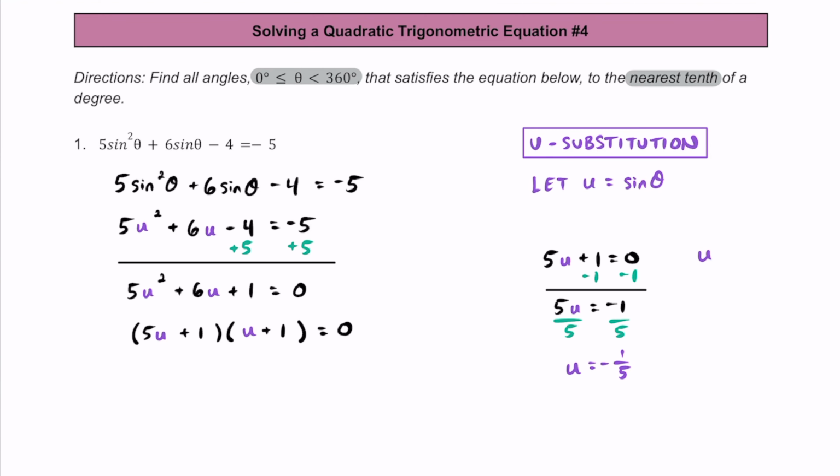For our other binomial, we have u plus 1 is equal to 0. So I'm going to copy that down, u plus 1 is equal to 0. And to solve for u here, let's just take away 1 from both sides. And we find that u is going to be equal to -1. So going back to our equation here, we can say that u is going to equal -1/5, as well as -1.